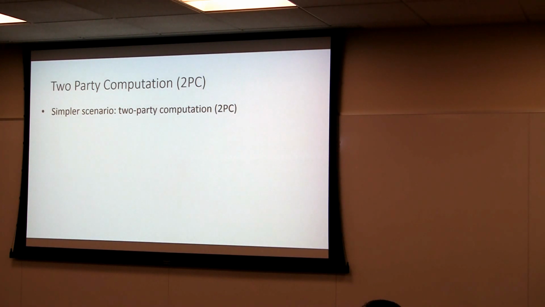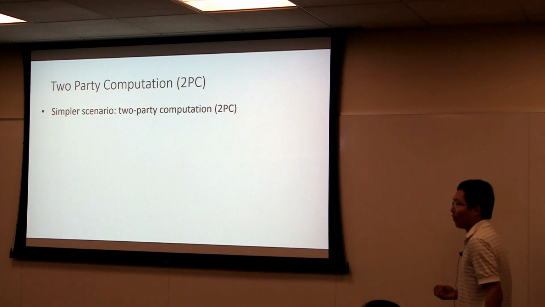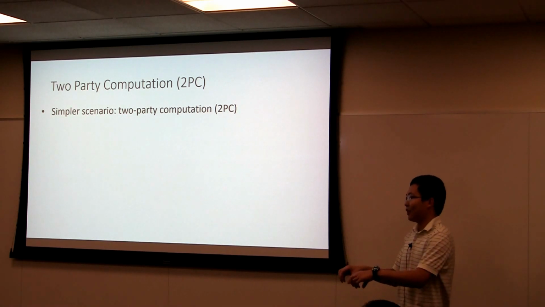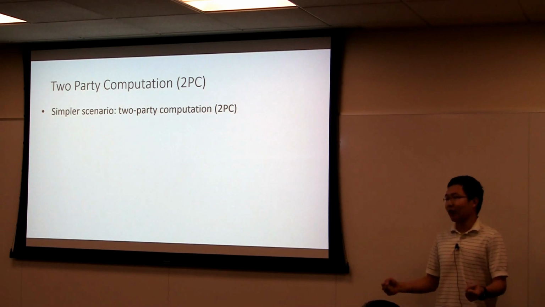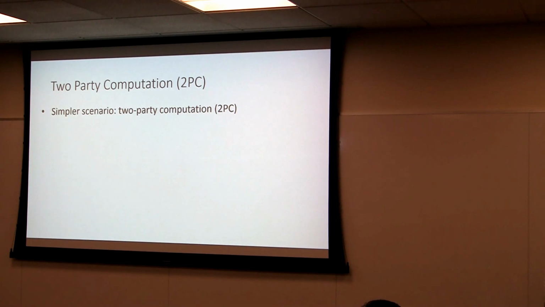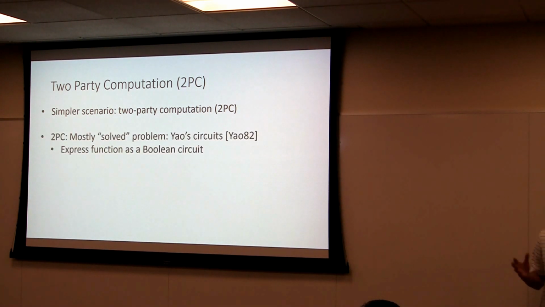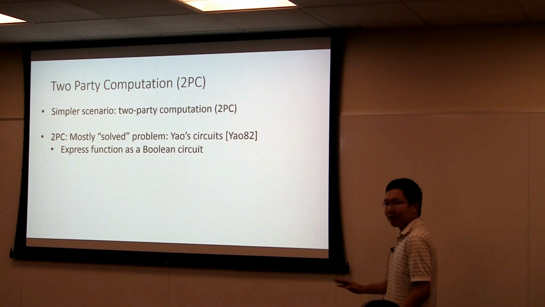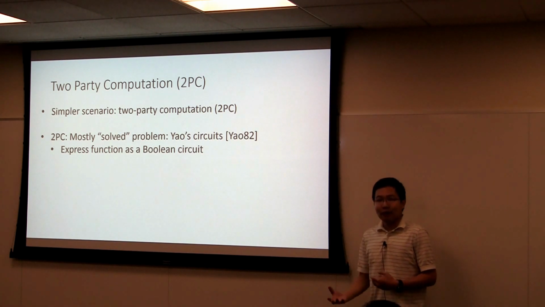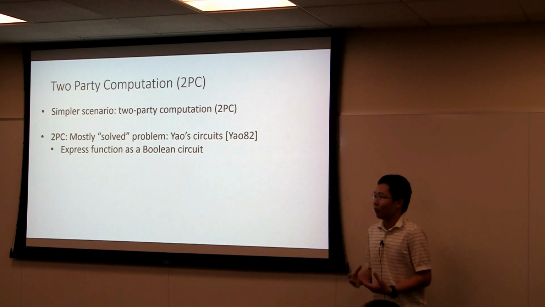I'm just going to drill down into a little more detail. Let's consider first a simpler example of multi-party computation. Rather than having multiple parties, let's just consider having two parties. So two people want to compute some function on their private inputs. More or less, this is a solved problem. It was solved more than 30 years ago with the work of Andrew Yao. Andrew Yao proposed the garbled circuit.